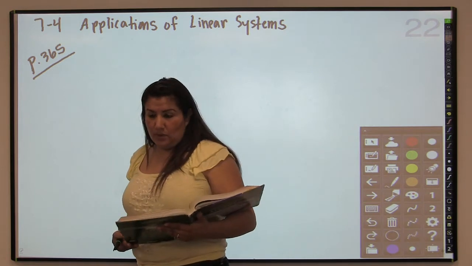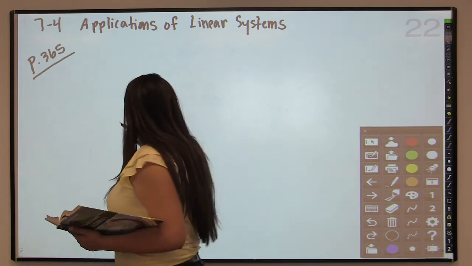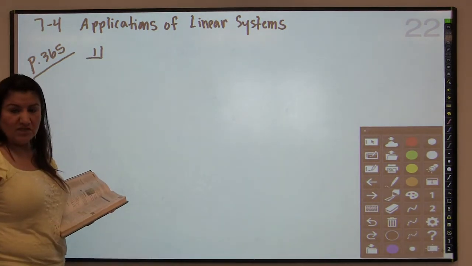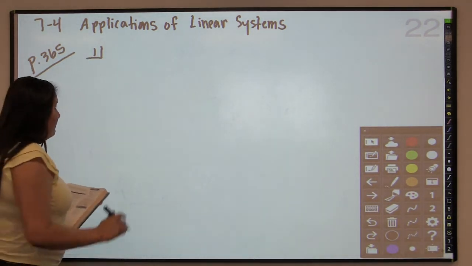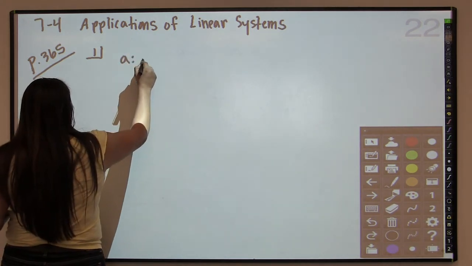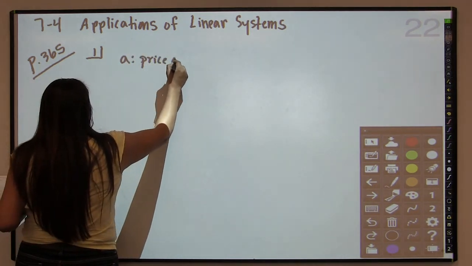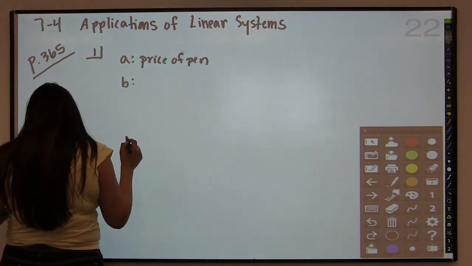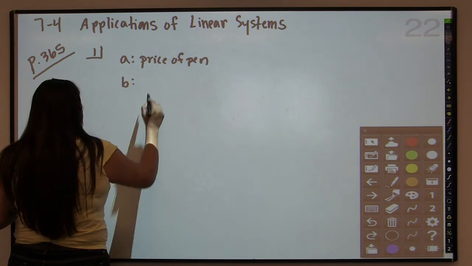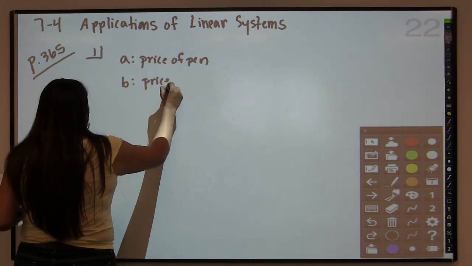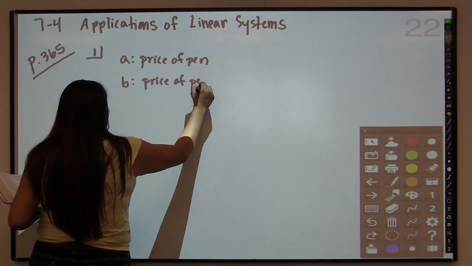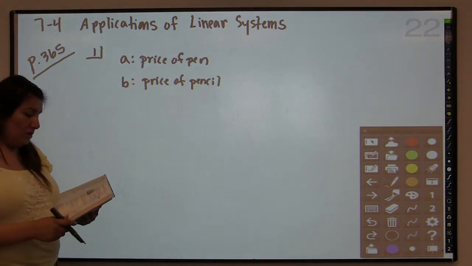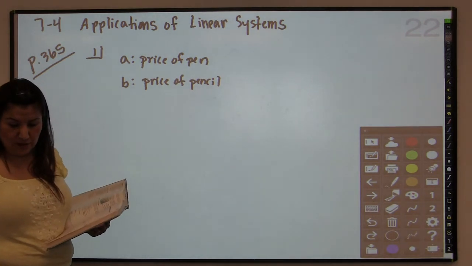The first thing that you probably want to do with the word problem is to define your variables, which they've kind of done for us in this problem. They told us that A is going to be the price of a pen, and that B is the price of a pencil. And again, this was already given to us in the problem, so we don't really have a choice in this case as to what the variables are going to be. In the future, you could use X, Y, whichever letters you want to use.